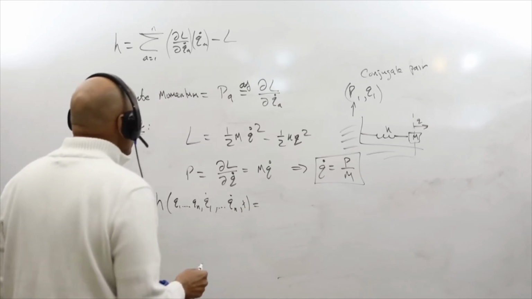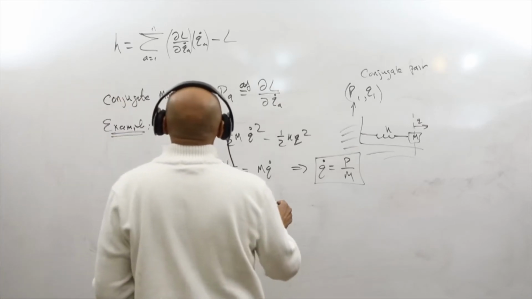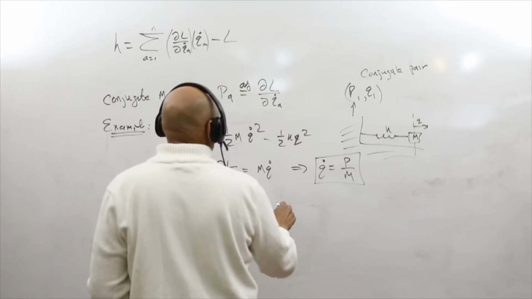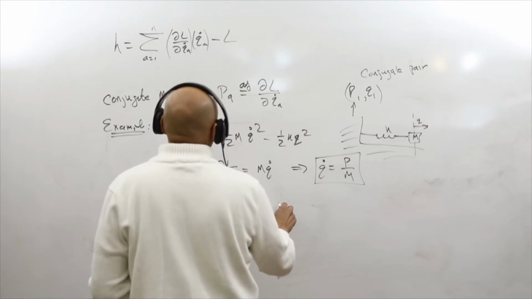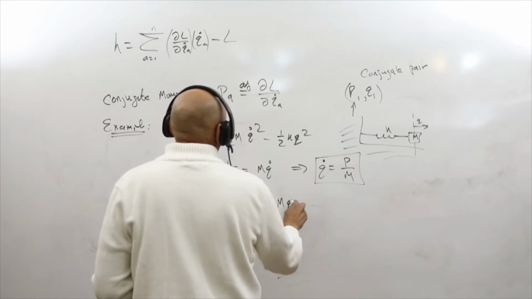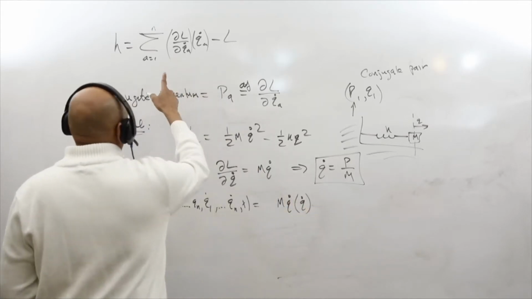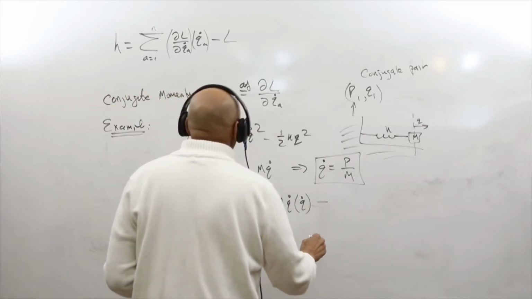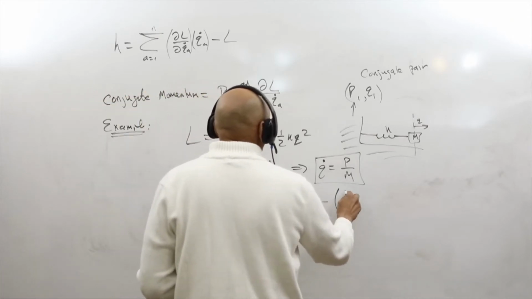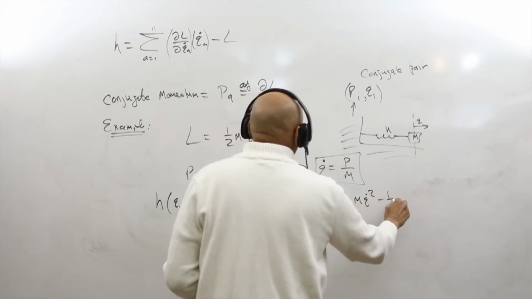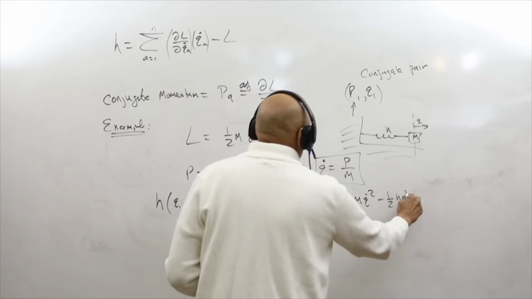The h function in this case happens to be equal to the partial of L with respect to Q dot, which is M Q dot. So this is really M Q dot times Q dot. The first term is only one term, minus the Lagrangian, which happens to be 1/2 M Q dot squared minus 1/2 K Q squared.